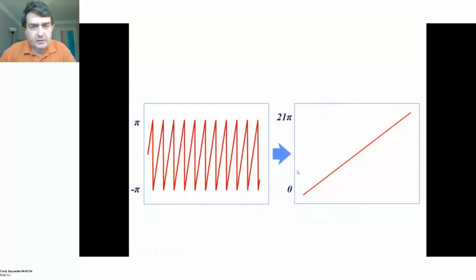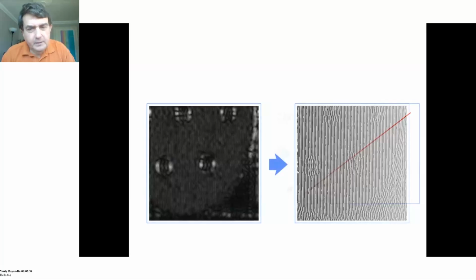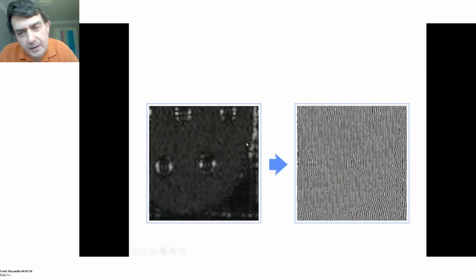So what does that look like? Initially, this is your data. So you do the arcsine of it and you take it back into plus pi to minus pi variations, and you get something that looks like this.